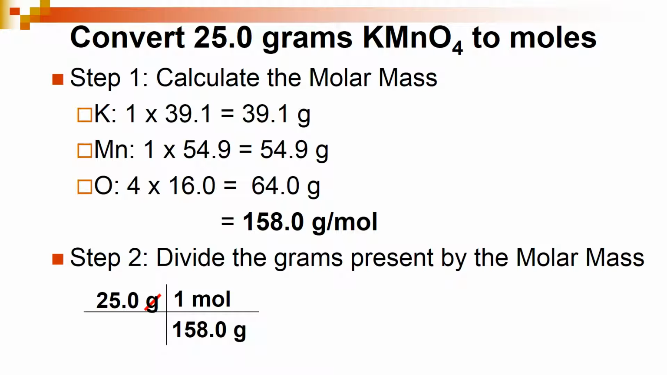So notice that grams divided by grams cancels out. So to figure out how many moles this is equal to, we need to take 25.0 from the top and divide by 158.0 on the bottom, and that's going to equal a value of 0.158 moles. I'll give you a second to finish copying on this slide.